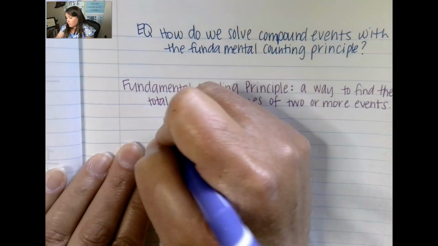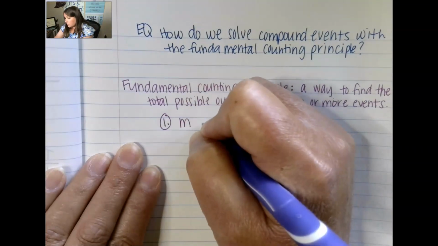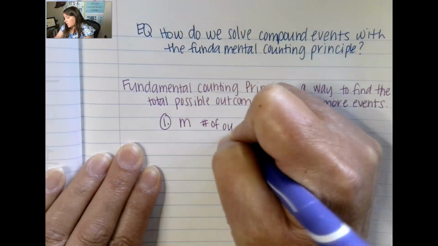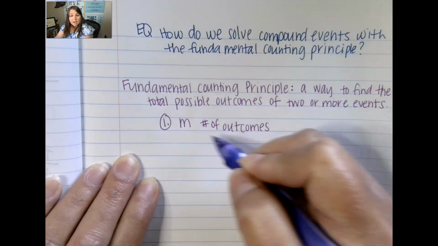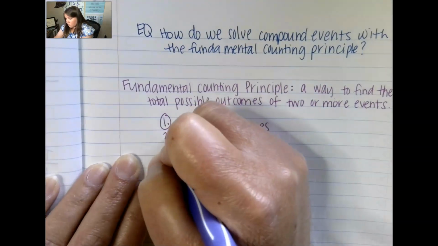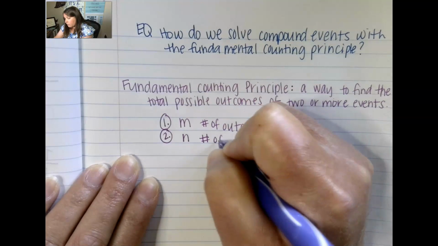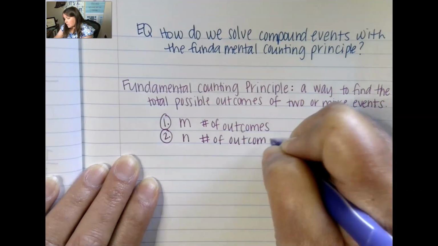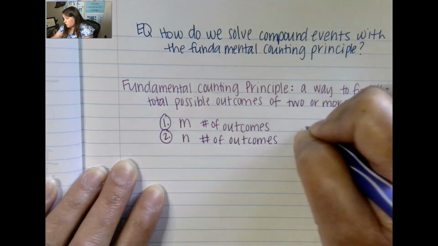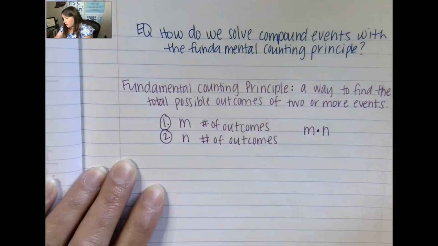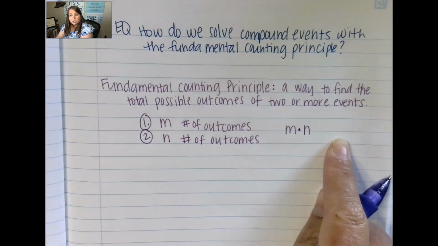So let's say that we have one event. This first event has m number of outcomes. It's unknown because we don't know. So let's say we roll a dice. It has a certain number of outcomes. Then we have another event. This event has n number of outcomes. This rule says that I can take these outcomes and multiply them together to get m times n. This will give me the fundamental counting principle.